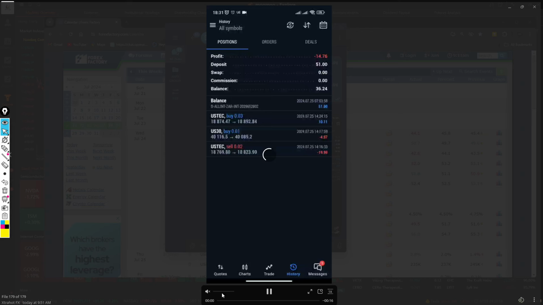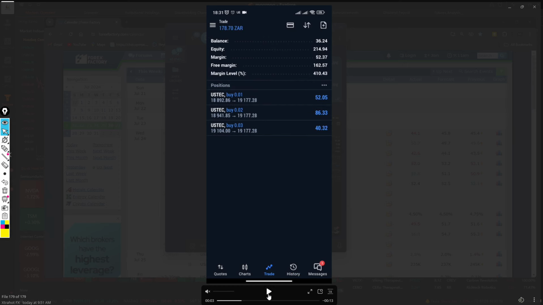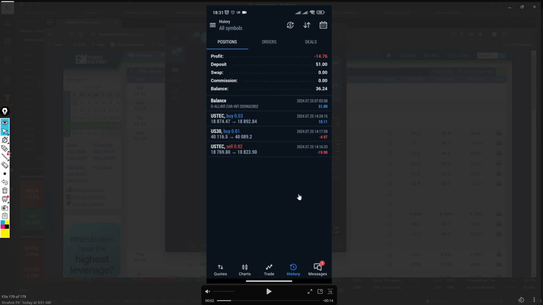So I will open this video. I will pause that. I hope you can see that actually. On that, you can see that I did deposit 51 rands, but I took a few trades which went in a loss because the market was just going crazy. Let me play this so that it can load nicely. Let me pause so that you can see this nicely. Oh, my computer is quite slow. Okay, it's fine. So you can see that we deposited 51 rands.